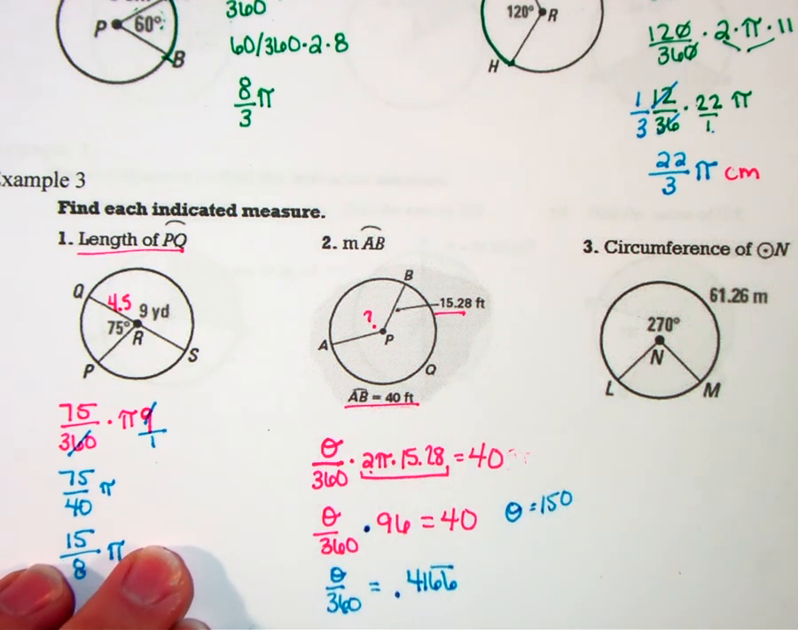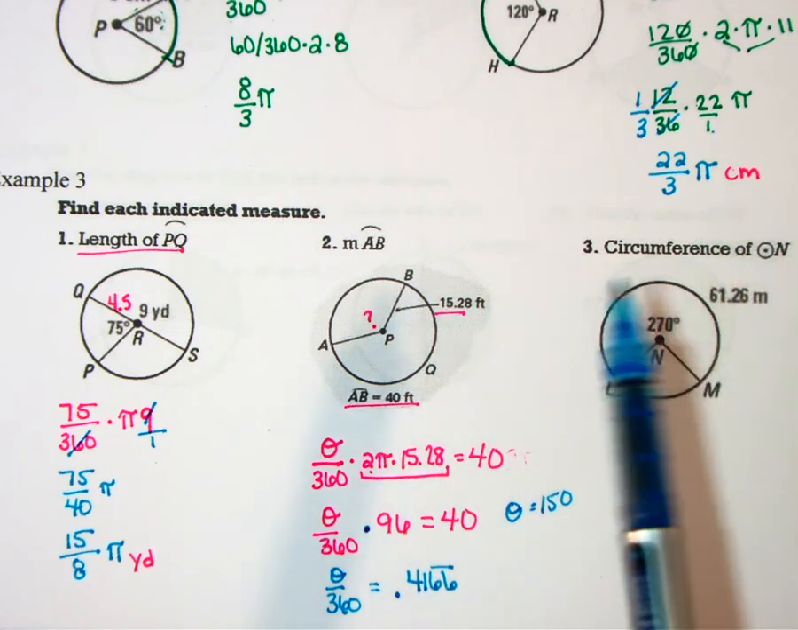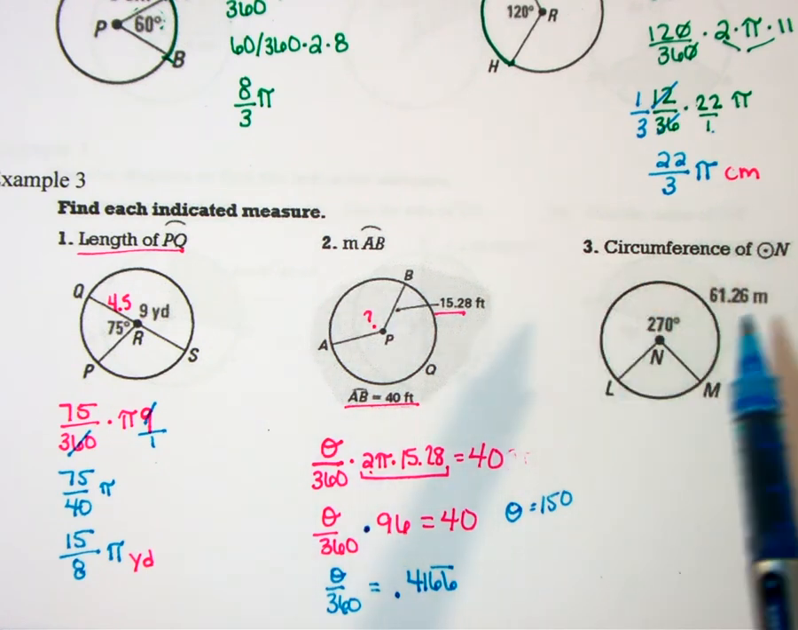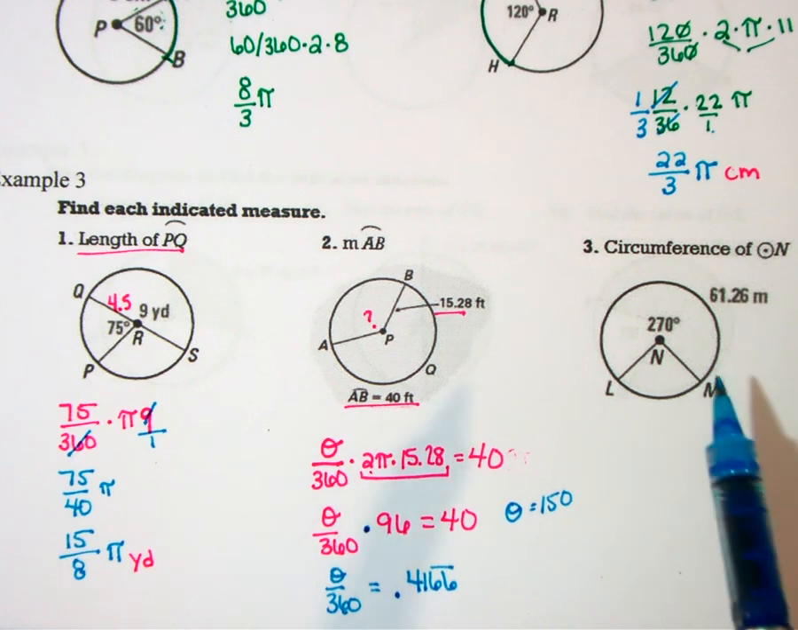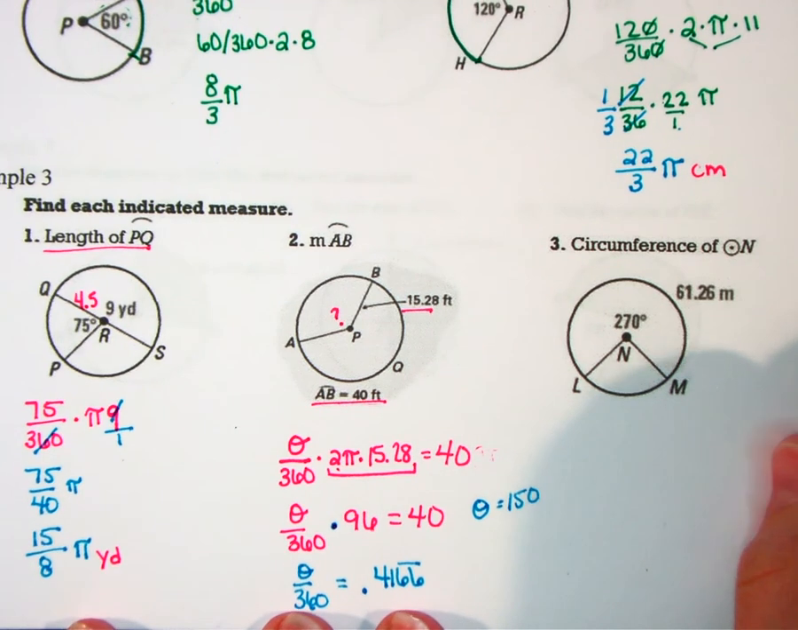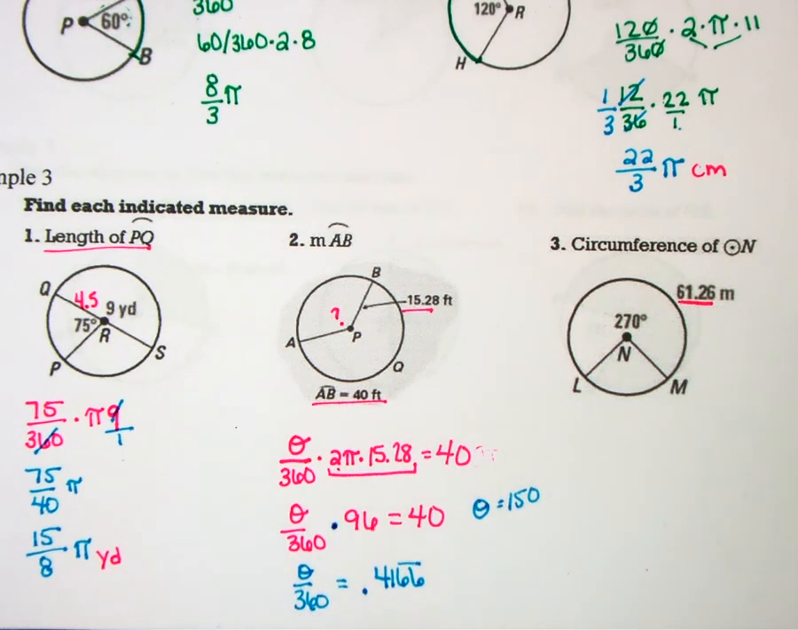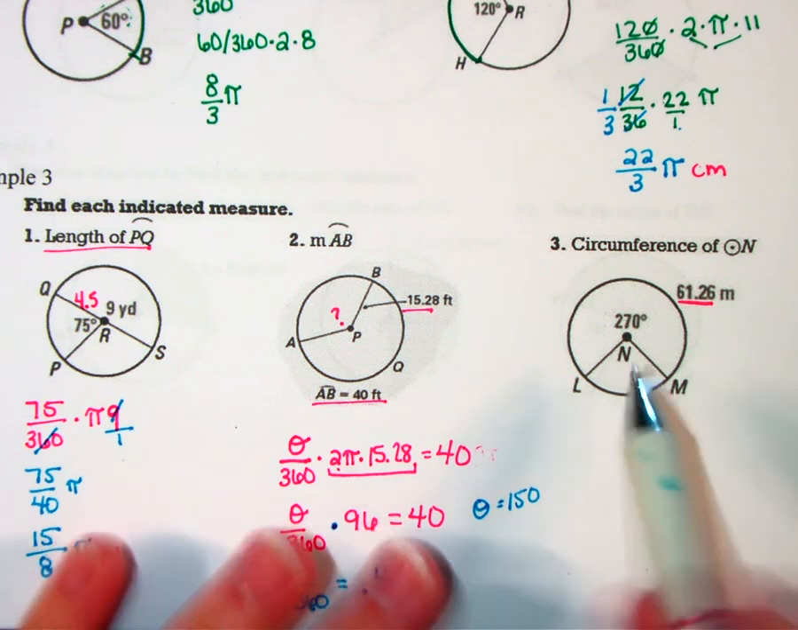Okay, final one. This one is asking you to find the circumference. So this is the last type where we're actually trying to find this 2 pi r part of it. So when I write this down, I'm going to write it down a little bit different. It does tell you that the arc is 61.26. Okay, that's the arc. That is not the radius. It's not the diameter. It's just kind of hanging out there.